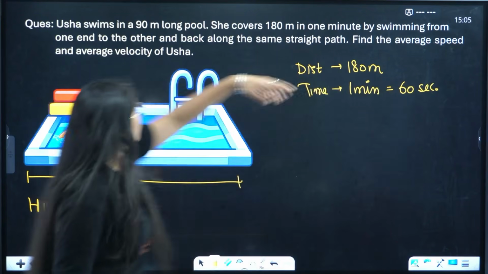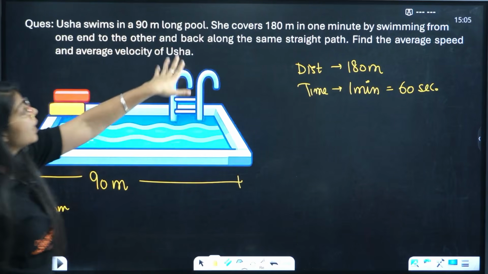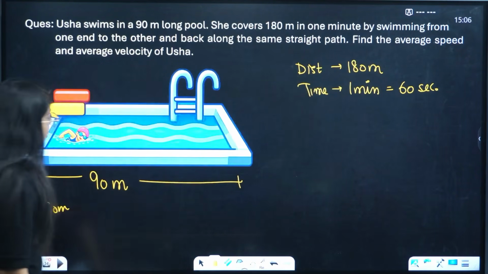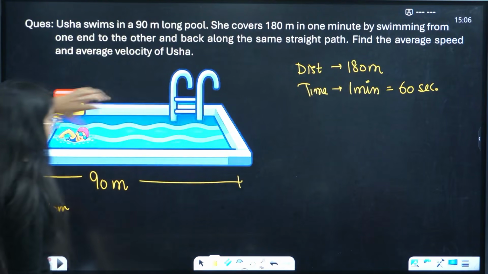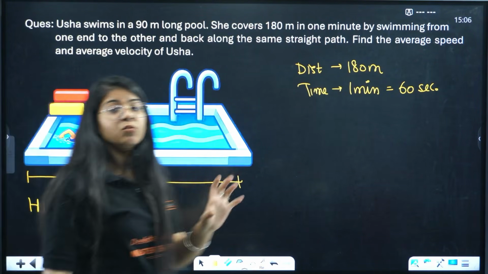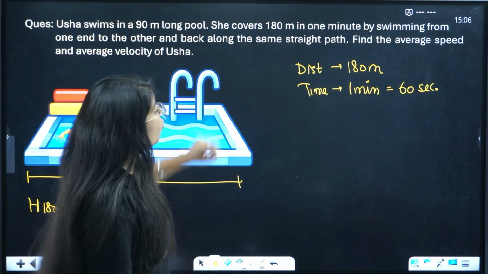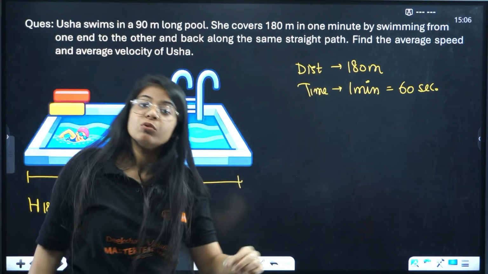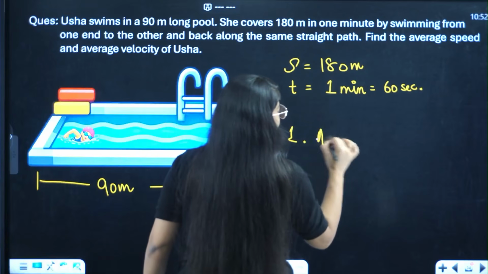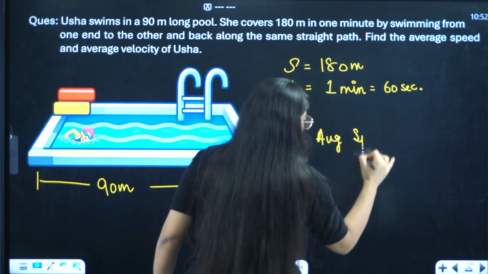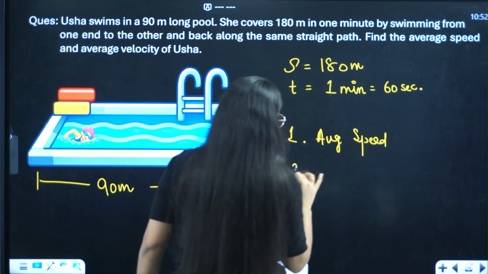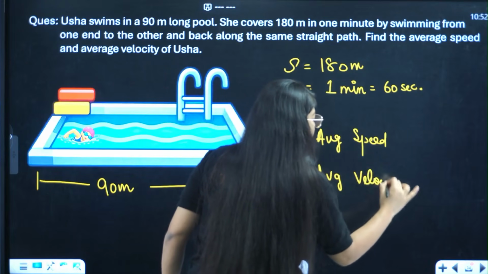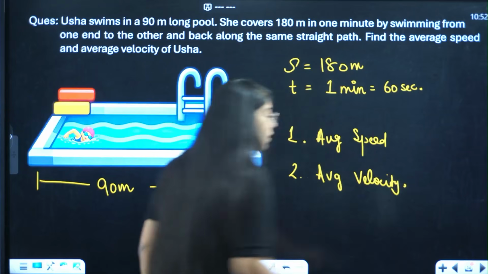Done. By swimming from one end to the other end and back along the same straight path. Then she started from here, went till here, then came back the same path covering 180 meter distance. Now find the average speed and average velocity of Usha. So first we have to find average speed, then we have to find average velocity.